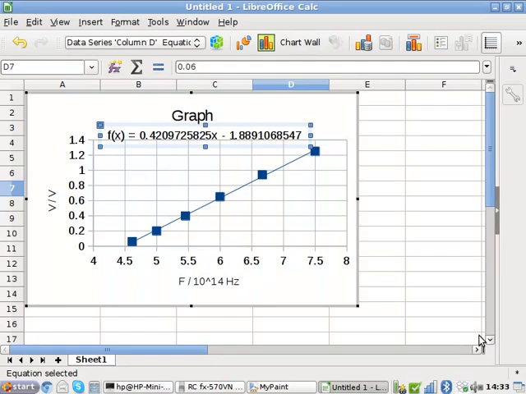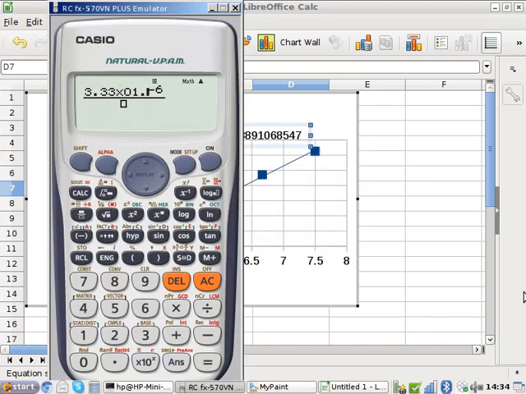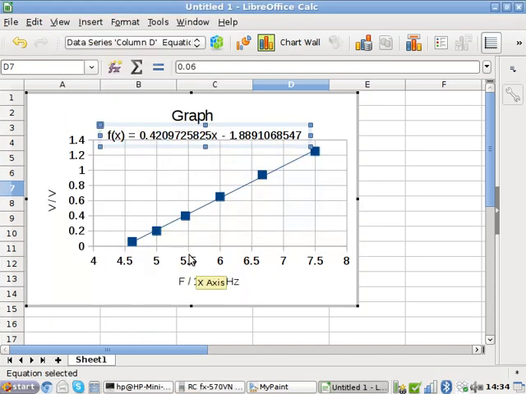So if you look at your graph, you can see quite clearly where the minimum frequency is. The smallest one is about 4.5. Now actually, you can calculate exactly, because what you're doing is looking for the root. So it means you're looking for this equation equal to zero. So if you did 1.889 divided by 0.42, like we said, it looks like about 4.5.